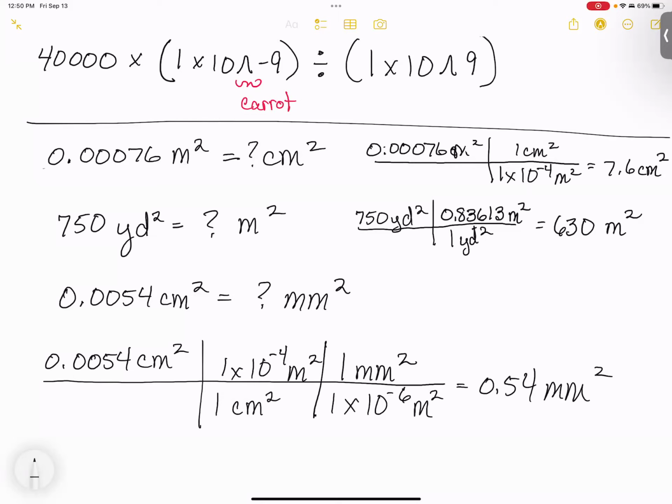You can take that 10 to the -3, and if you move it to the numerator, it becomes a +3. So it's really the same as 2.75 times 10 to the third. If you move it out of the denominator into the numerator, it flips its sign.